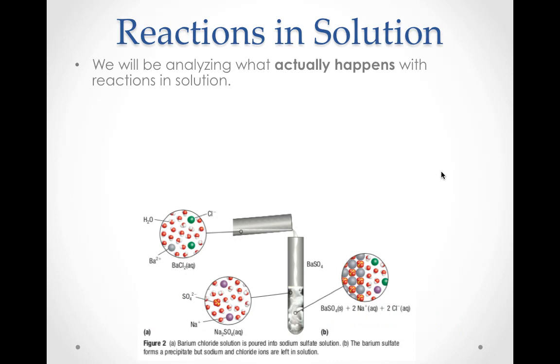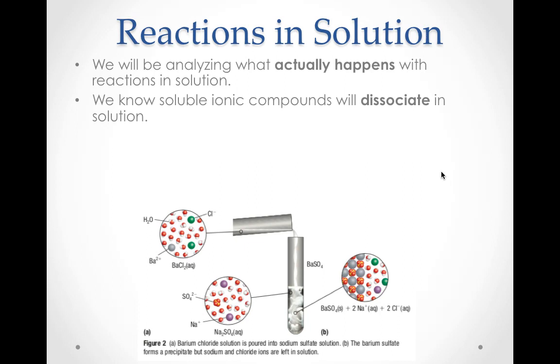So what we're going to try to do today is to analyze what actually happens for reactions in solution, right? Because we've learned how to go through and write out balanced equations, right? But we're going to actually think about what is happening in solution to each of these entities, okay? And we know that if we have soluble ionic compounds, they actually will dissociate in solution. And we're going to actually show that using a few different types of equations.